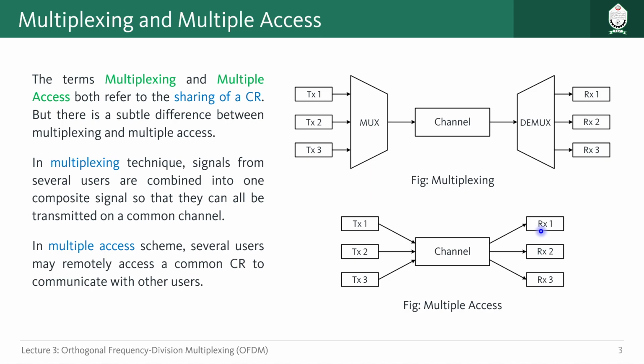In multiplexing, we have a dedicated multiplexer to combine the signals before transmission. But in multiple access, the signals directly go to our wireless channel. There obviously they will get mixed or interfere, but we have techniques to separate them at the receiver.